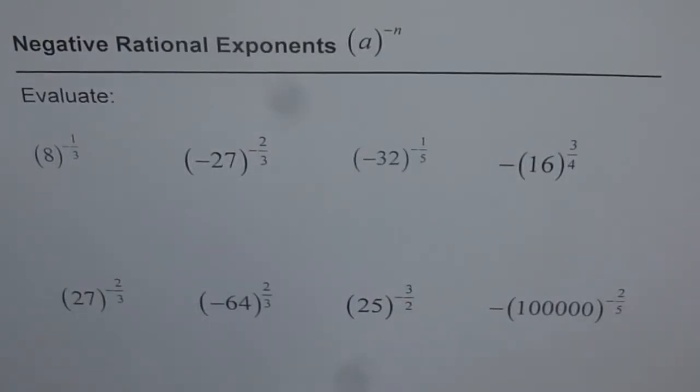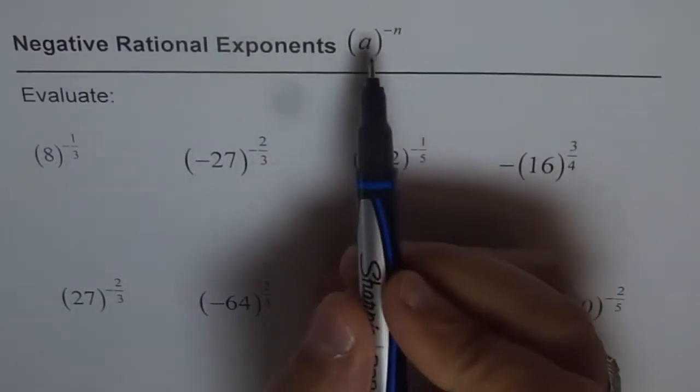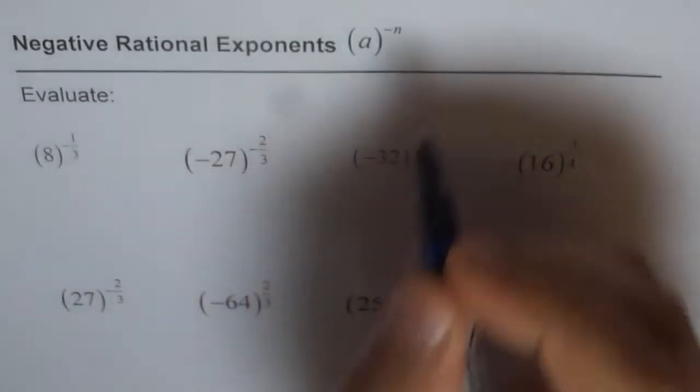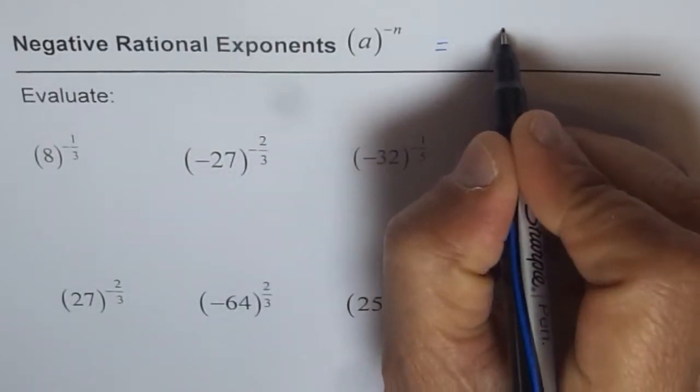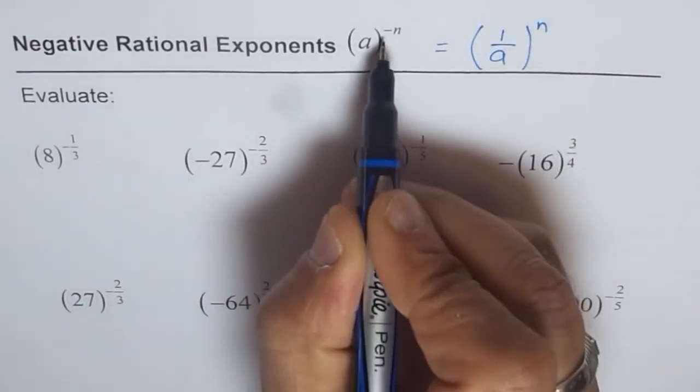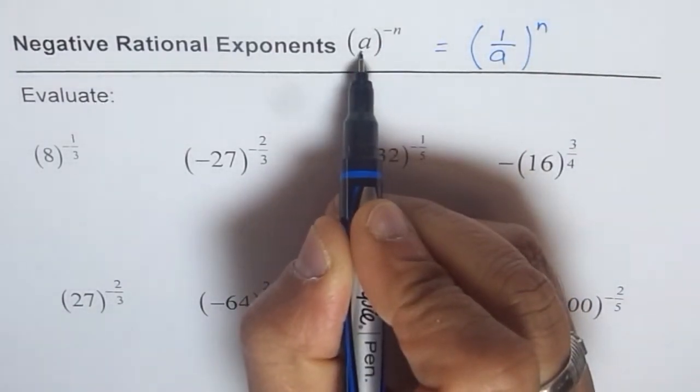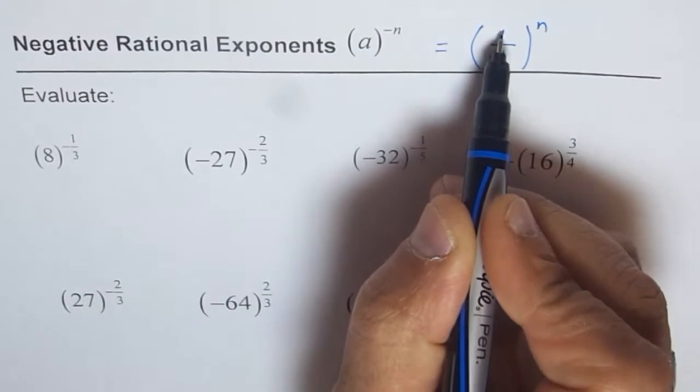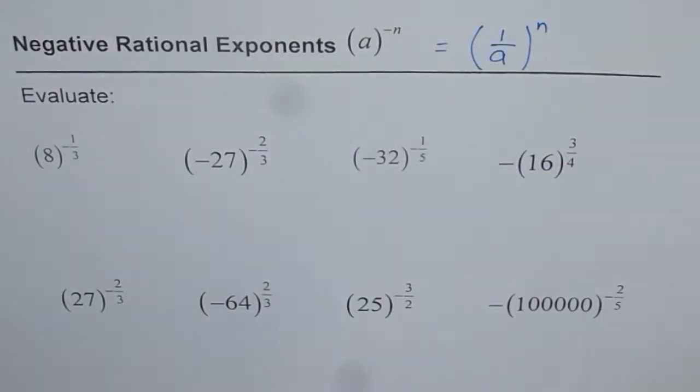Negative rational exponents. Now let us consider some of these negative rational exponents and understand them. If we have a to the power of minus n in general, it means 1 over a to the power of n. The effect of this negative is to make it reciprocal. So the number a becomes 1 over a. So that is how we have to treat it.